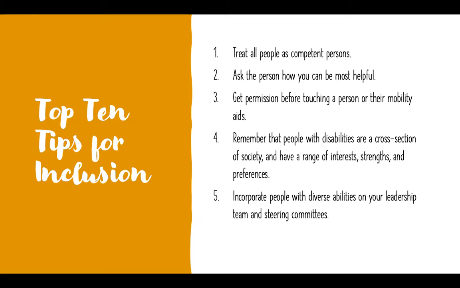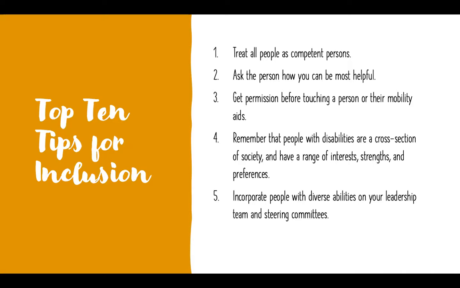This third one is crucial. Get permission before touching a person or their mobility aids. I can't tell you how many times people have tried to get me to go somewhere by picking up the bottom of my cane and pulling it. And it's like, I need that on the ground to touch the ground so I don't trip over things and fall. And I have to say that to people. Can't tell you how many times I've been grabbed. If you don't know your left and right, don't grab me.